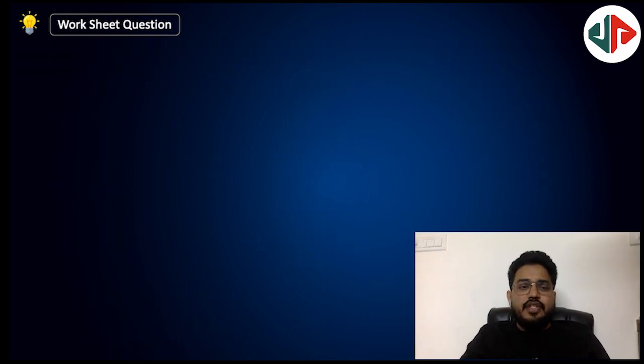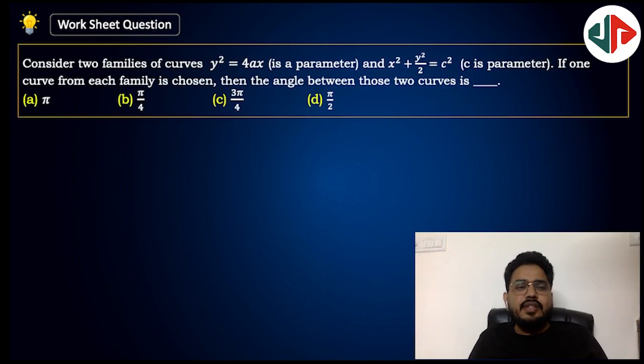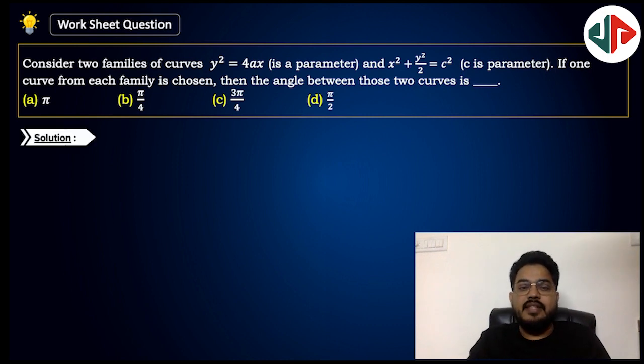Moving to the next question, consider two families of curves: y square is equal to 4ax, where a is a parameter, and x square plus y square by 2 is equal to c square, where c is also arbitrary. As a is changing, you'll get different parabolas. As c is changing, you'll get different circles. If one curve from each family is chosen, then the angle between these two curves is equal to.